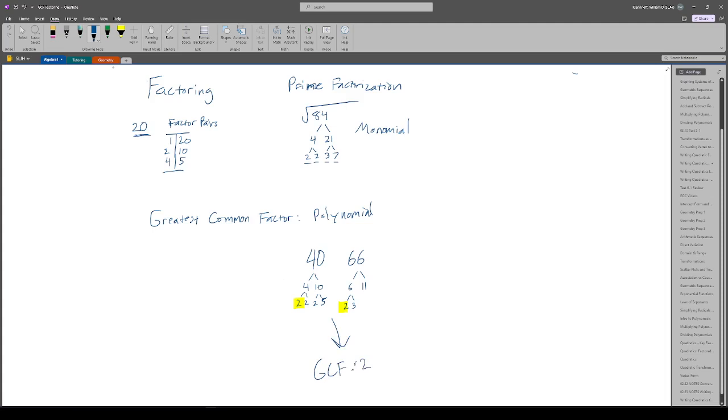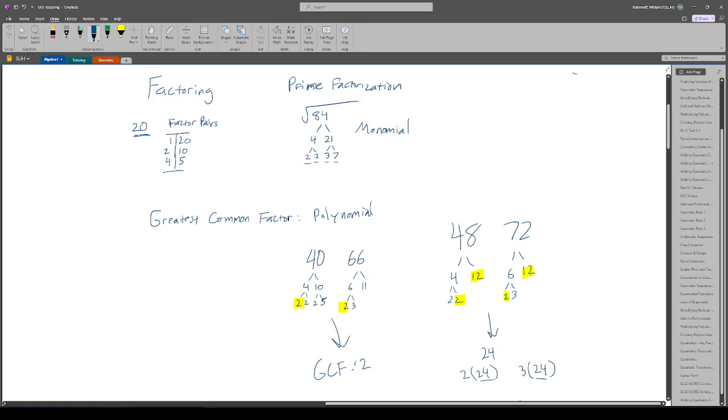We could pick numbers that have more in common, like 48 and 72. When we factor those, we can do 4 and 12, and 6 and 12. Then 6 is 2 and 3, and 4 is 2 and 2. I didn't factor it all the way down, but the idea is we have a 2 and a 12, and a 3 and a 12, meaning the GCF of these two numbers would be 2 times 12, or 24. In fact, we can think of 48 as 2 times 24 and 72 as 3 times 24. So this 24 that they share is their GCF.